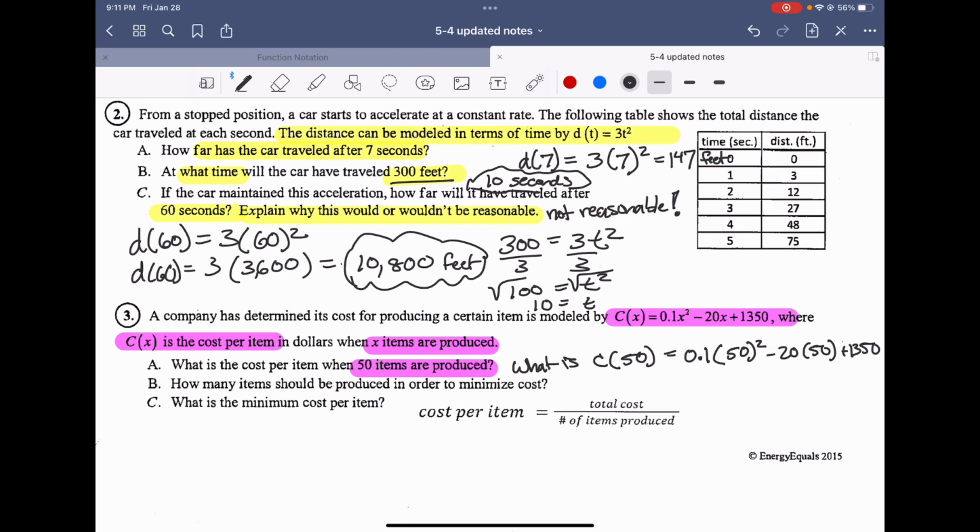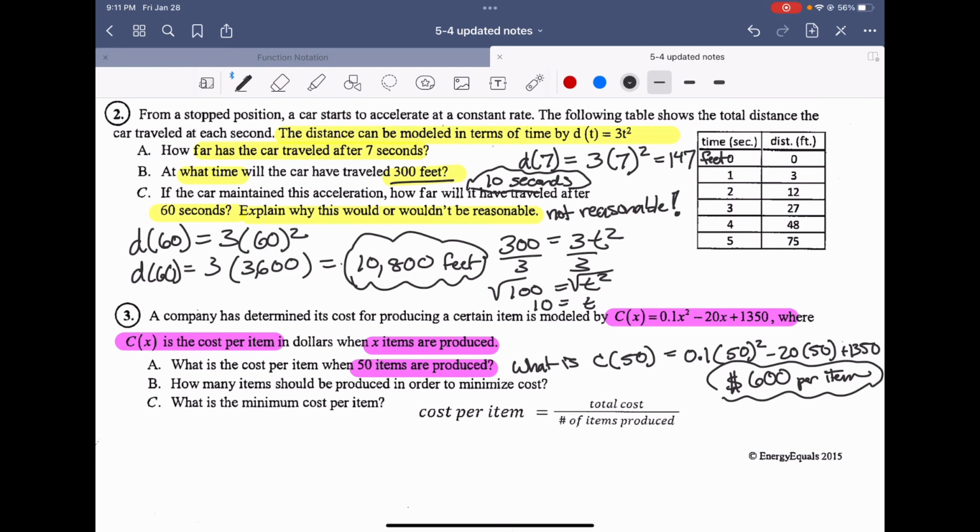Okay, so definitely not t-shirts, because $600 per item. So this is in dollars, so I'm going to use my unit, $600 per item. Okay, so that is my cost per item when 50 items are produced. All right, cool. All right, next question.